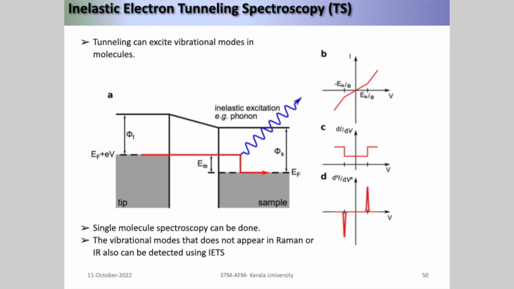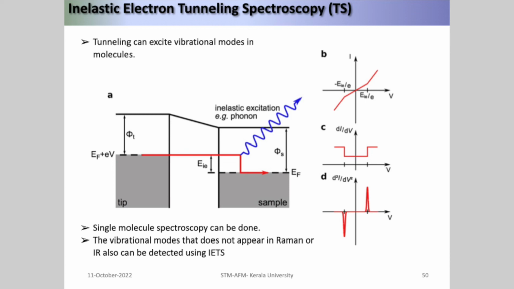But some electrons, while tunneling, if there is a molecule, will excite the molecule. The vibration levels of the molecule will be excited. That means some electrons will transfer some energy to the molecule, so those electrons lose their energy.